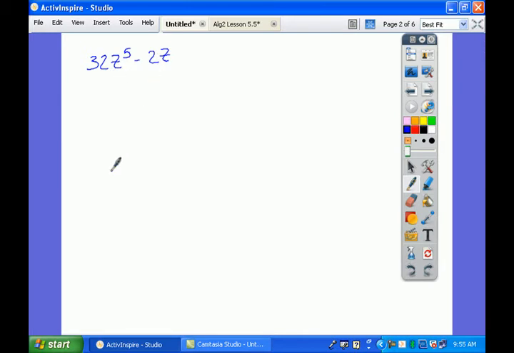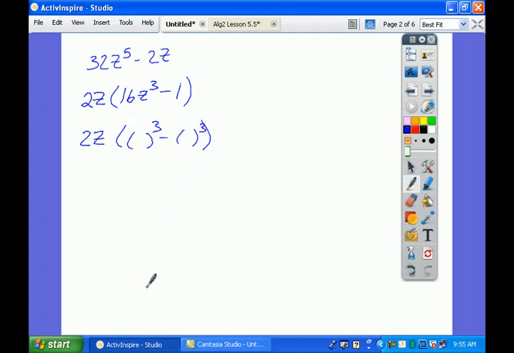So the first type of factoring we always want to do is see if we can common term factor. Okay, first type of factoring, common term factoring, and in this case I can pull out a 2z. If I do, that's going to give me 16z cubed minus 1. And now this is a difference of cubes. So this is 2z, and now we just need to identify what's being cubed here minus what's being cubed here.